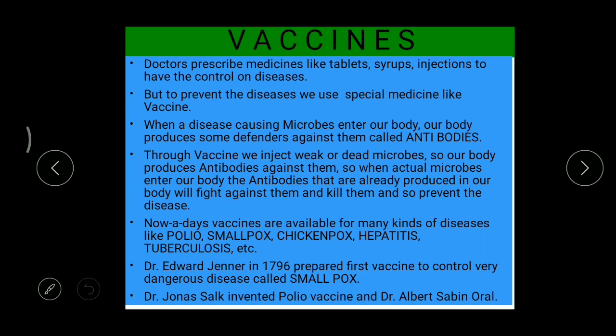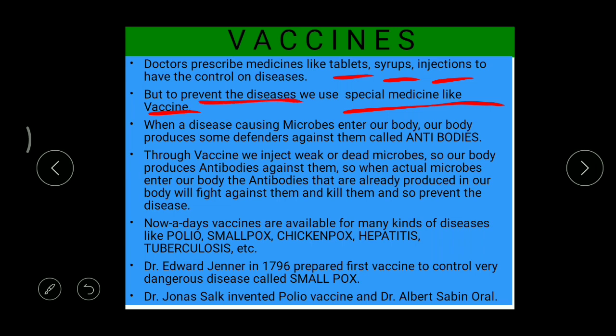Okay. Now let's come to another topic, that is vaccines. Actually, to control different types of diseases, doctors advise us to use tablets, syrups, and even injections like this. What is the use of all these? With their help, we can control the disease. But in order to prevent disease, that means not to get the disease in the future, we use some special medicines, and these medicines are called vaccines, right?